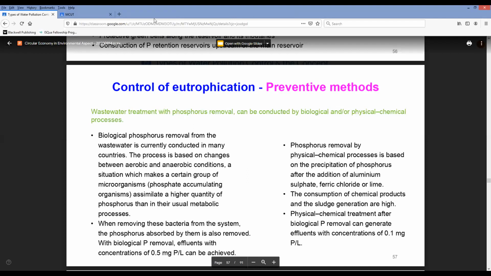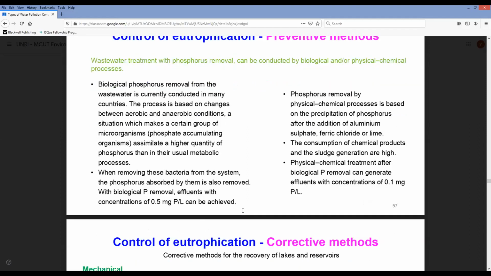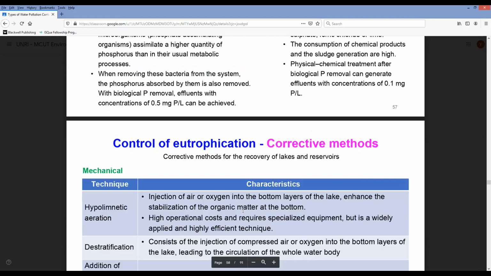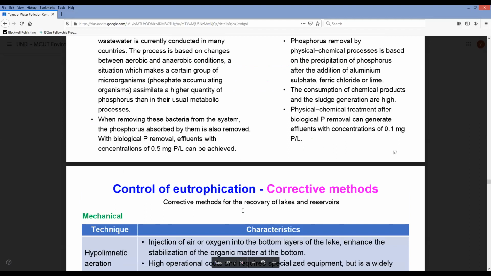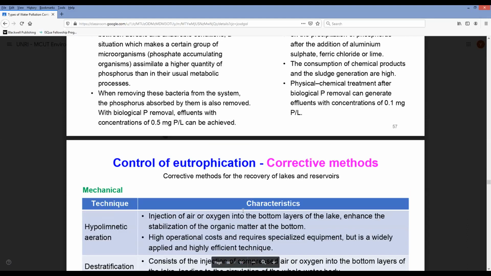Okay, let's take a look at the right side. The phosphorus removal by a physical chemical process is based on the precipitation of phosphorus after adding aluminum sulfate, ferric chloride or lime. Aluminum sulfate or ferric chloride is usually used as a coagulant. We add it into the wastewater, and they form complexes and then deposit to the bottom of the lake. Usually after this physical chemical treatment we can reach about 0.1 microgram per liter. Okay, next please.